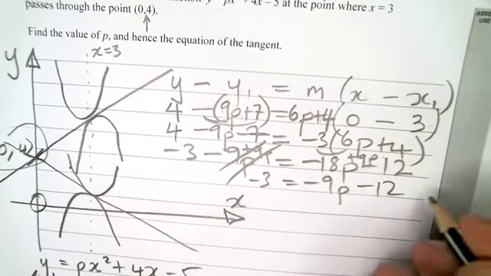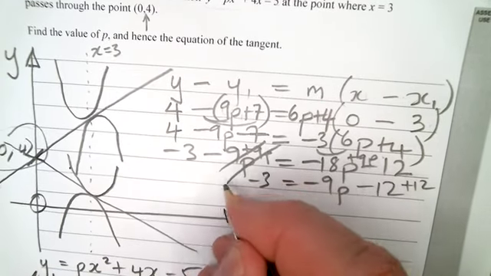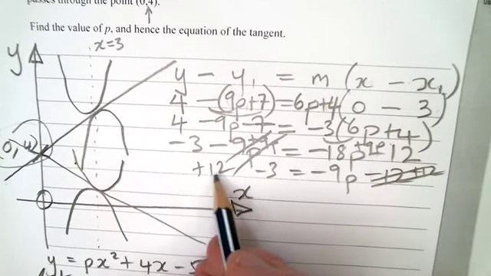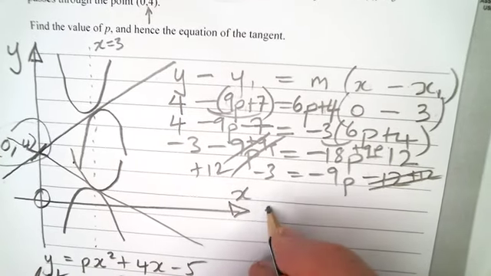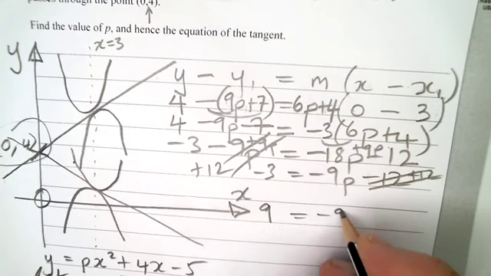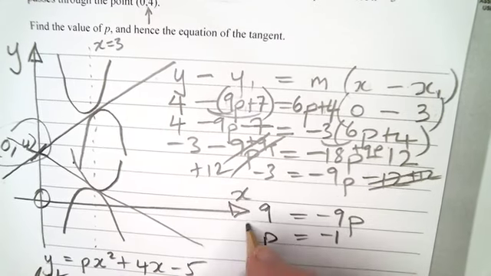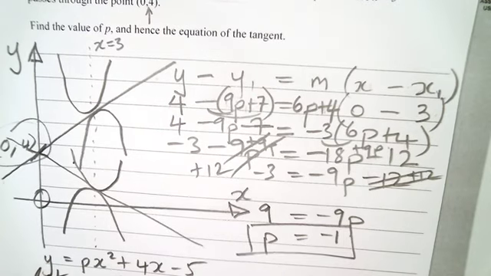But I'm going to add 12 to both sides. 12 minus 3 is going to be 9. So 9 is equal to negative 9p. So p must equal negative 1. There's my value for p.